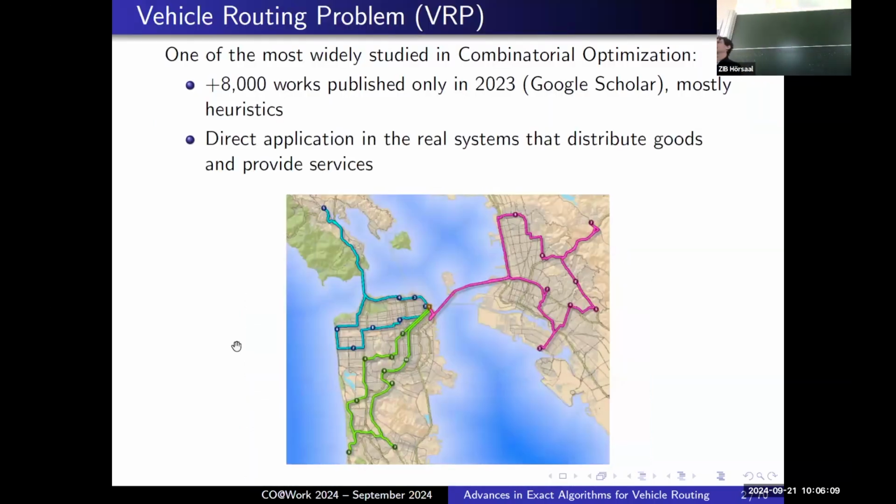So, why are we interested in vehicle routing? Vehicle routing is among the most widely studied problems in combinatorial optimization, essentially because it's a very practical problem. Every company that has to perform deliveries, from a grocery store to Amazon, has to solve vehicle routing. So we have many papers published every day.